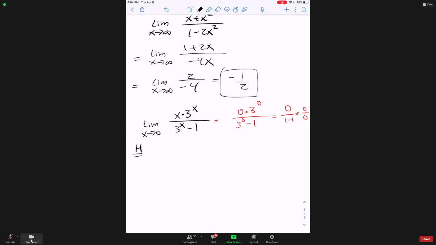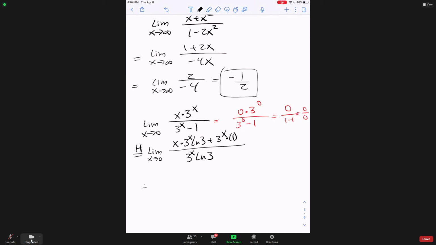And you'll see a lot of times, if you look at how the book does it, they'll put a capital H over the equal sign. You don't have to. You could, if you're just saying we're going to use L'Hopital's rule. That's why this is equal to that. So first, we got to use the product rule: upstairs, the first times the derivative of the second plus the second times the derivative of the first. All over the bottom, the derivative of 3 to the x is 3 to the x ln 3.